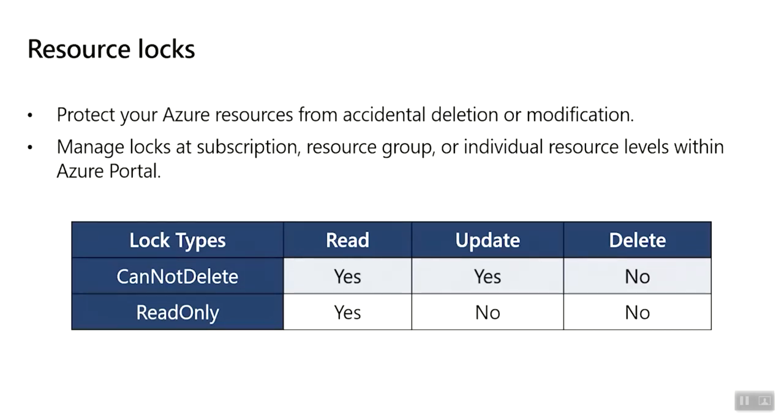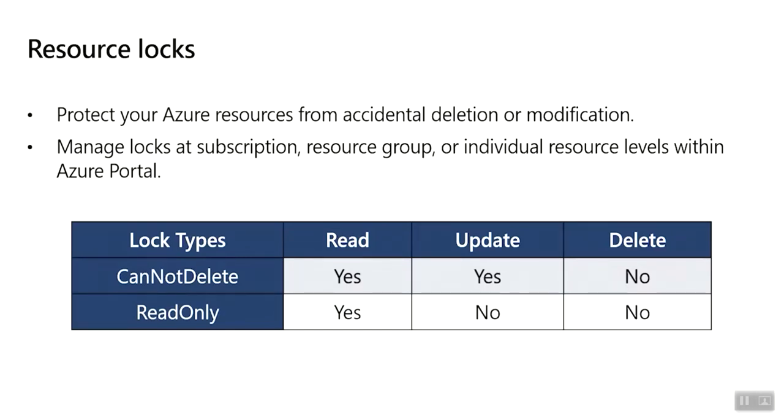With a delete lock, the only thing you can't do is delete. You can read them, update them, change them, add to them, you just can't delete them. So it protects from accidental deletion, but not so much from accidental modification. That's where we get into read-only locks. With read-only locks, you can read it and view it, but you can't make changes, you can't add anything to it, can't remove anything, and you sure as heck can't delete it. So let's look at what that looks like in the portal.